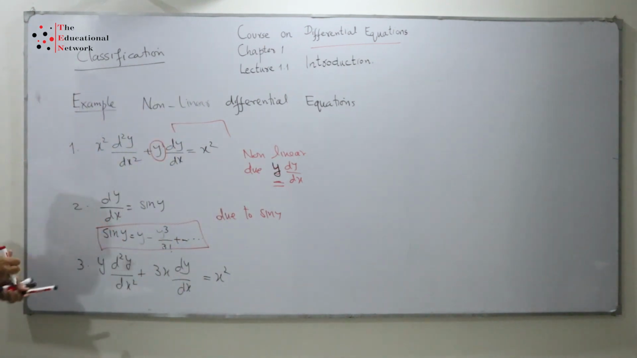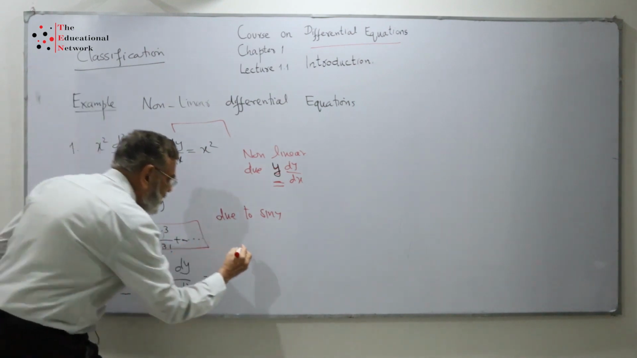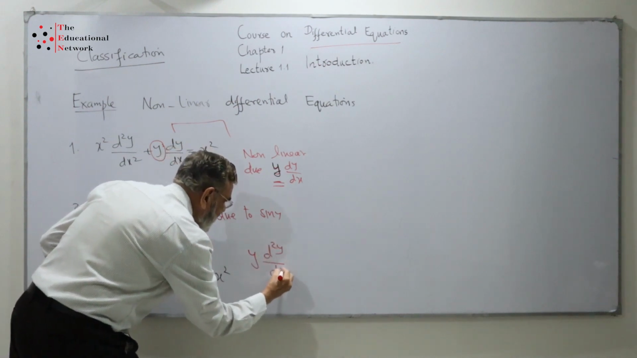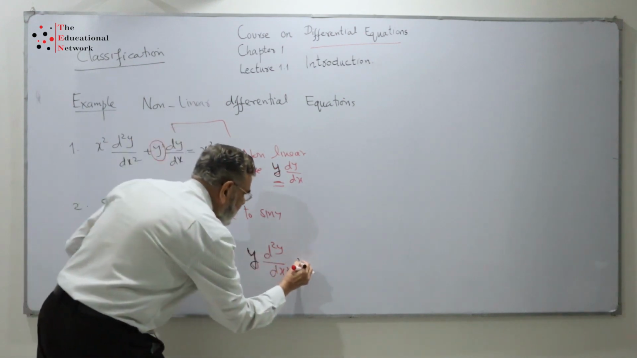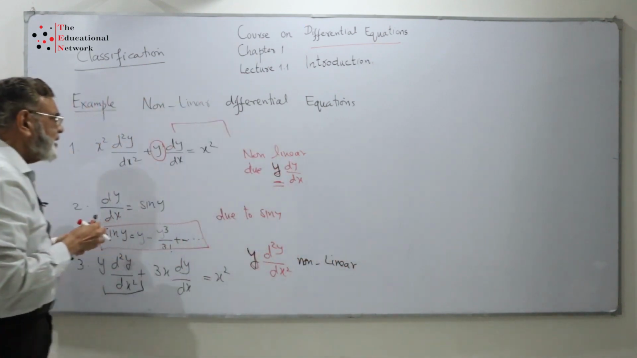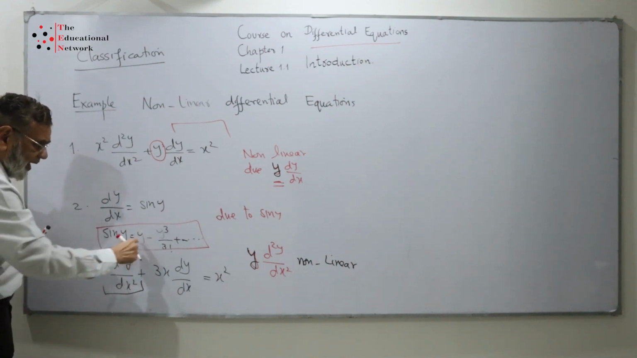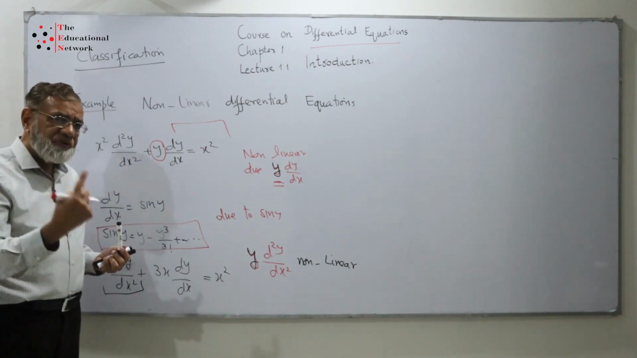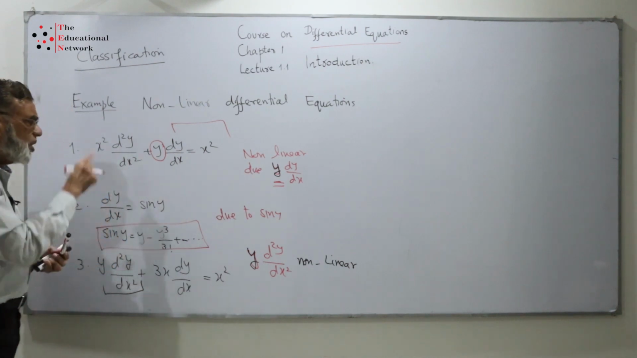Now here we can see in this term, this is nonlinear because we have the coefficient of d2y by dx square. Due to this coefficient, which is y, this becomes nonlinear. So we can say here the degree of y is 2, also the degree of y is 2 here, and here the degree of y is increasing more than 1. If the degree of y is different from 1, then the equation becomes nonlinear. That's very simple to say.